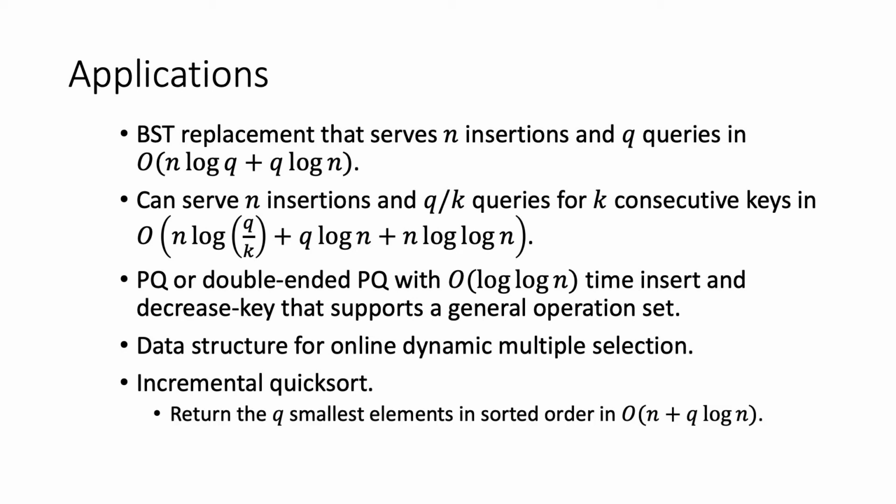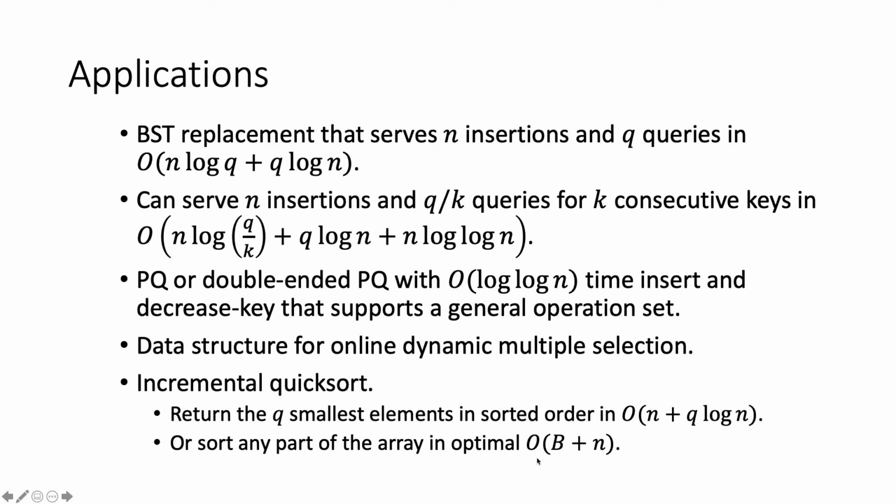And so we can do things like this incremental quicksort: start with an initial set of n elements and then return the q smallest elements in sorted order. We could do that in n plus q log n time. This is optimal. Or similarly, we could sort any part of the array in optimal O of b plus n time.